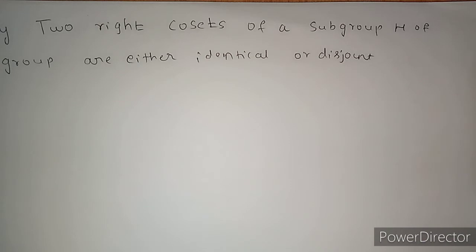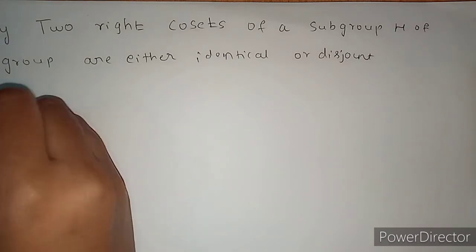So here is the theorem. The theorem says any two right cosets of a subgroup H of a group G are either identical or disjoint. So here we have to prove that two right cosets are disjoint or identical. So let's get started. Coming to the proof.